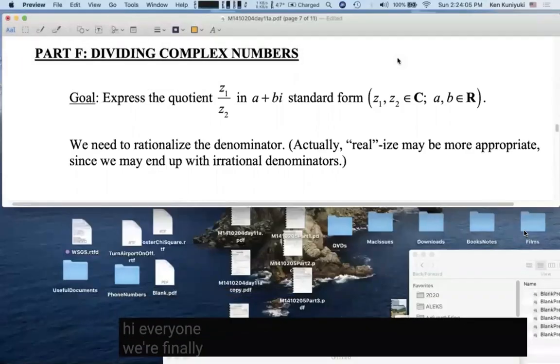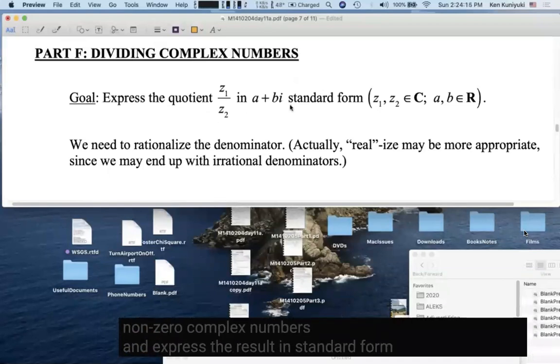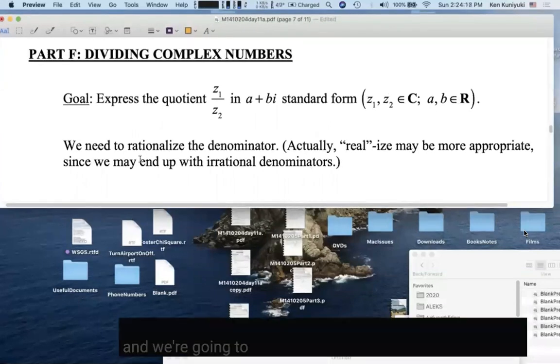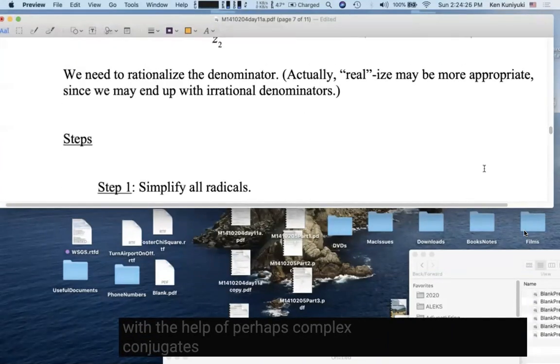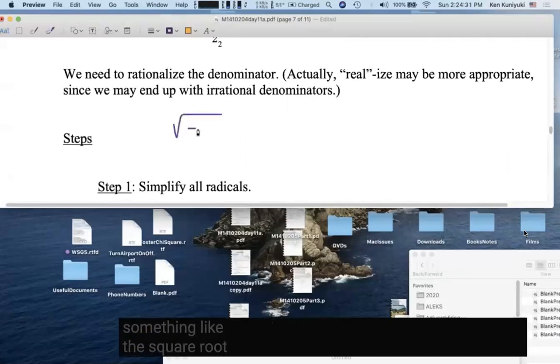Hi, everyone. We're finally going to divide complex numbers. We're going to take the quotient of two non-zero complex numbers and express the result in standard form. And we're going to rationalize, or more precisely, realize the denominators with the help of perhaps complex conjugates. Now, the first step is to simplify all radicals. So, for example, if you see something like the square root of -7 or the square root of -9, make sure that you rewrite them with i and non-negative radicands.